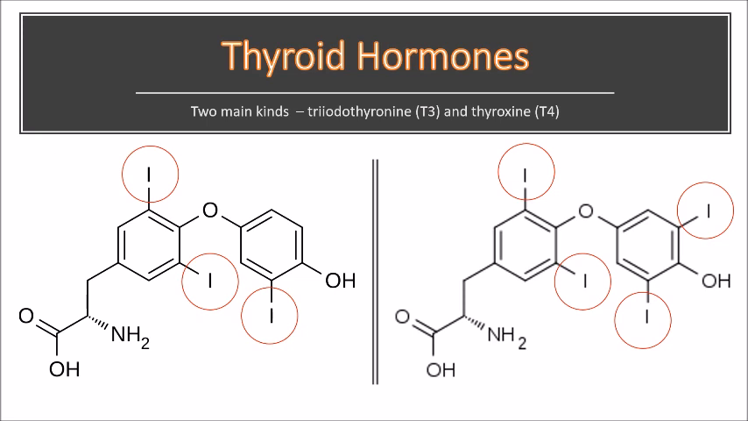So on the left hand side we have T3, and I've just circled the iodines that are found in T3, and as you can see there are three of them. That's why it's known as T3, triiodo T3. And on the right hand side we have thyroxine, known as T4. And again, I've circled the iodines found attached to the core benzene structure, and there are four of them. So T3, T4, the number essentially refers to the amount of iodines found, and that's how we can distinguish between the two different types of thyroid hormones that are produced by these follicular cells.